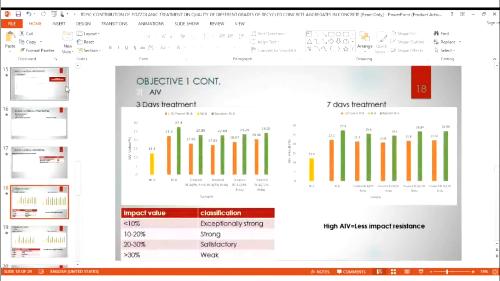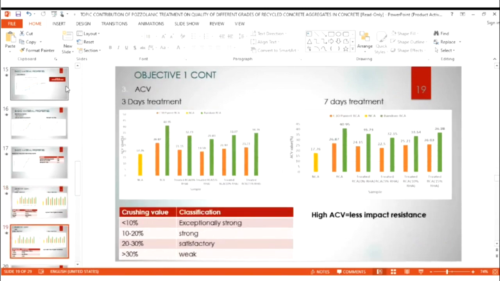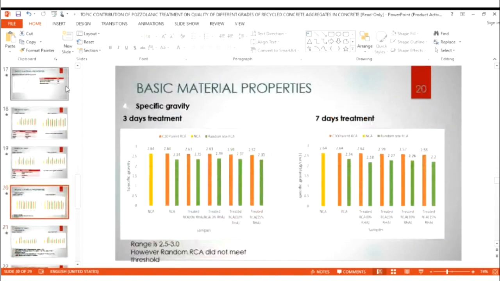Also, we did AIV. We did AIV, and we treated the RCA for 3 days and 7 days. It was found that RCA generally is weaker than NCA, but when treated, it showed improvement, with 5% showing the most improvement. And that is the same case that applied to ACV. And the specific gravity fit the range between 2.5 and 3.0. However, the random site RCA did not meet the threshold even after treatment.